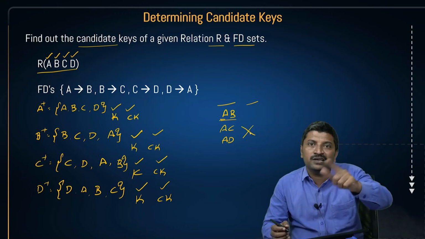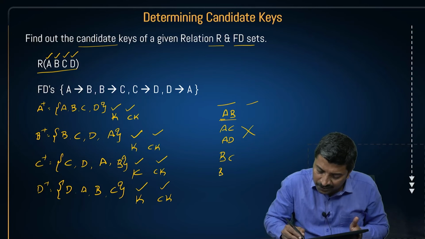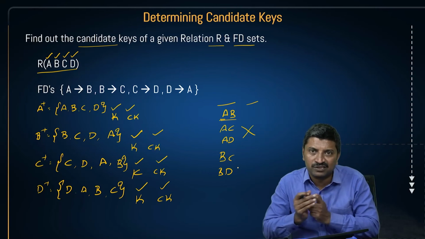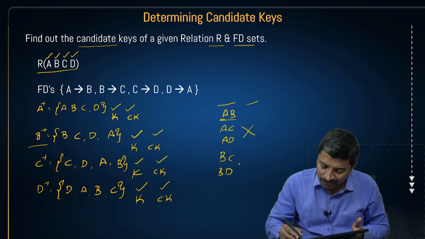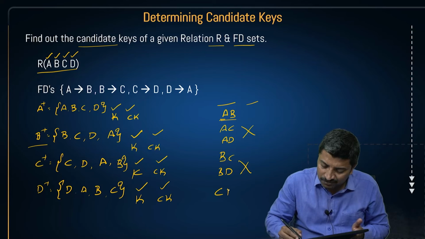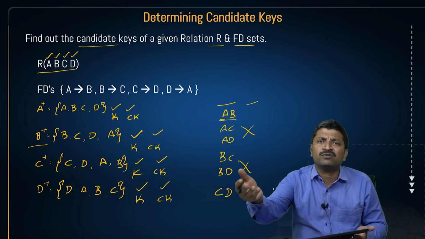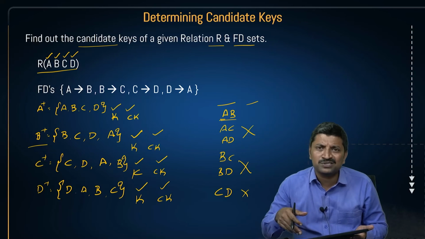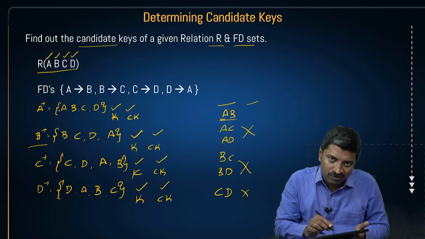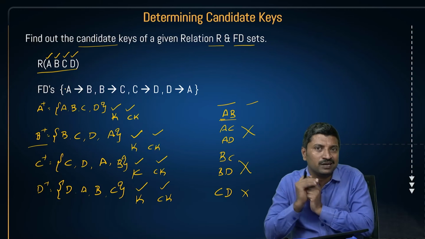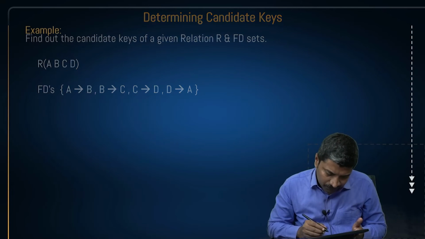Why, sir? A is already a key. What about remaining? BC, BD. What about this, sir? Whether we need to verify? No. Why? Because B already a key. What about CD, sir? C already a key, so no need to verify this. Then what about three element sets? Already two element sets are not any candidate keys. And in every three element set, we will present one of these attributes. So it cannot be a candidate key. Is that clear, sir? So let us see one more example.